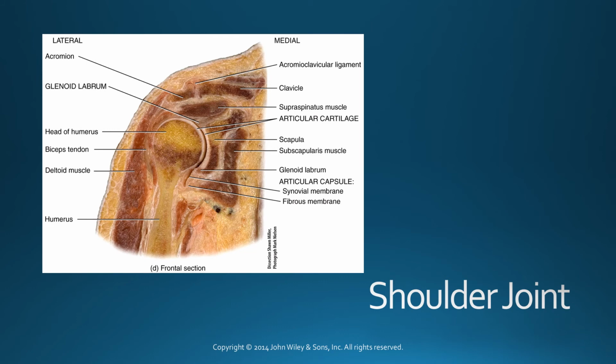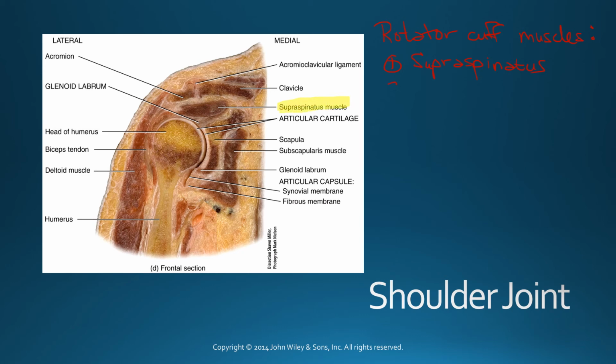So even though the ligaments of the shoulder joint strengthen it to some extent, most of the strength results from the muscles around the joint, especially the rotator cuff muscles. There are 4 of these muscles. First one is the supraspinatus. You see that muscle right here.